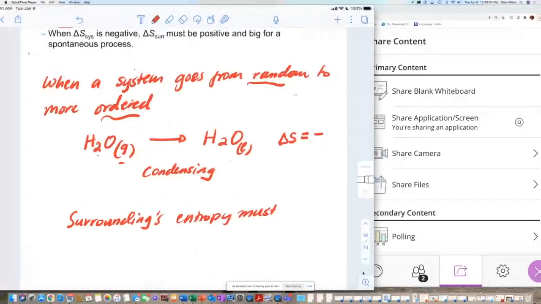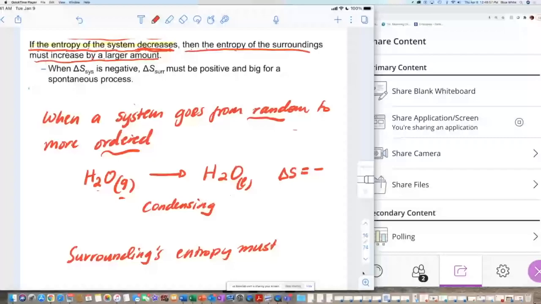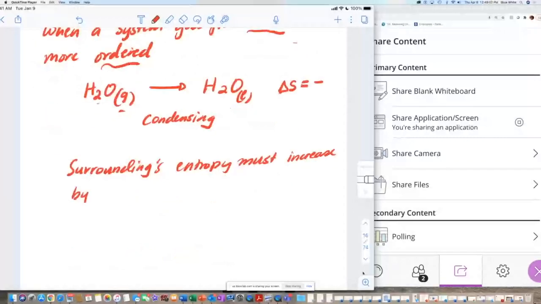So we are here. When the system goes from random to order, it says the entropy has decreased. The entropy of the surroundings must increase by a larger amount. Okay, I'll come back and explain this statement. First, if gas becomes liquid, we have to ask whether we are adding heat to the gas to make a liquid, or the other way. Real quick, when we go from solid to liquid, we are melting, so to melt ice you have to add heat. To go from liquid to solid, this process releases heat.